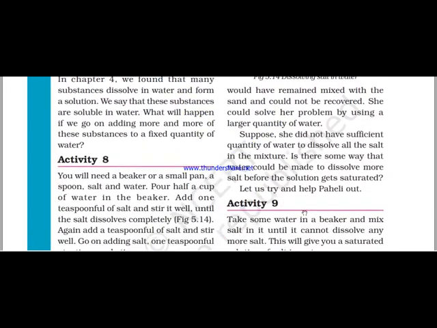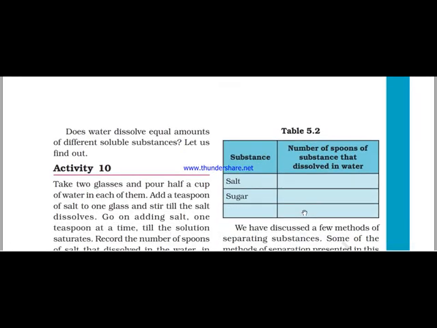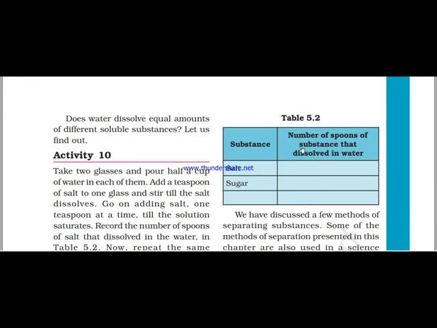Okay. So students, you have to complete this table 5.2. In this table you have to write the number of spoons of substance that dissolve in water. So for salt, how many spoons of salt got dissolved, completely dissolved in water? You have to write here. Okay. And similarly for sugar also you have to write how many spoons of sugar were dissolved in water.